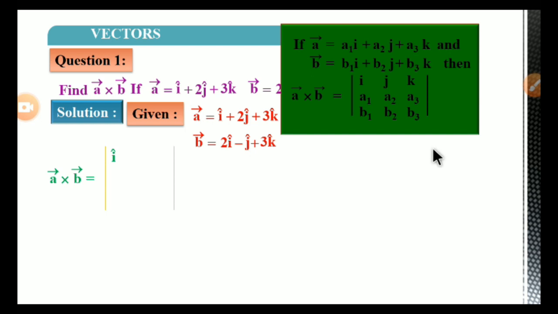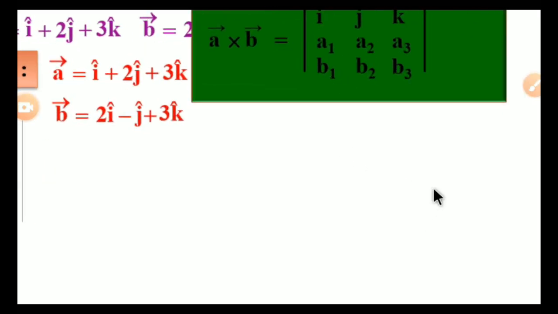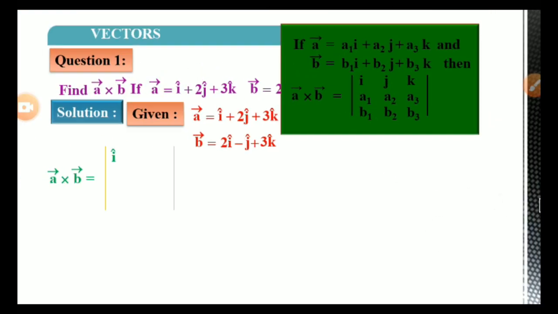the first row contains i j k, right? Second row contains 1 2 3, because these are the components of vector a, and third row contains 2 minus 1 3, because these are the components of vector b. So now we can expand along the first row.